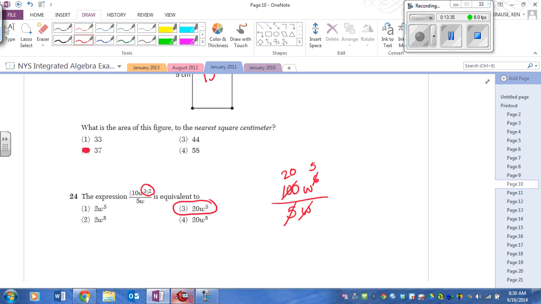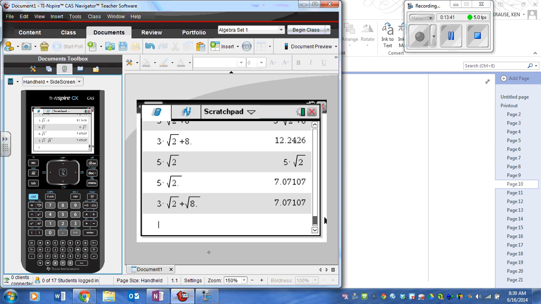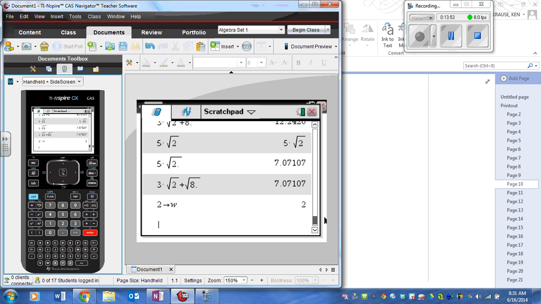So another way to do that problem, obviously, and let's hope we type this in correctly, is to sort of cheat a little bit. We'll take 2, and we'll store it into w. And we'll type in either new answer.